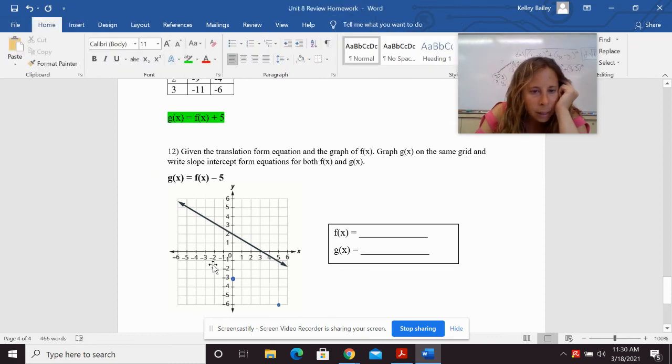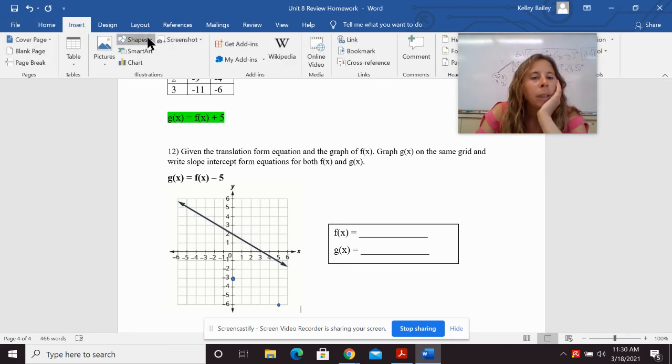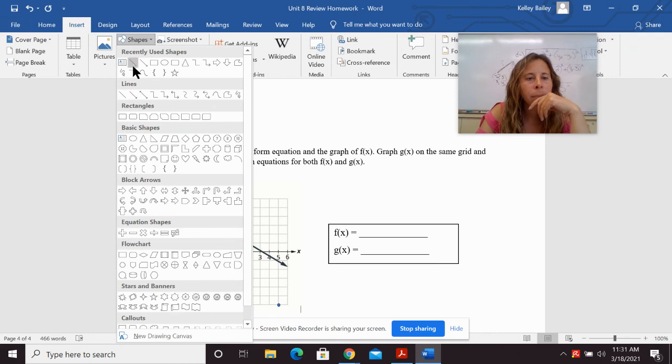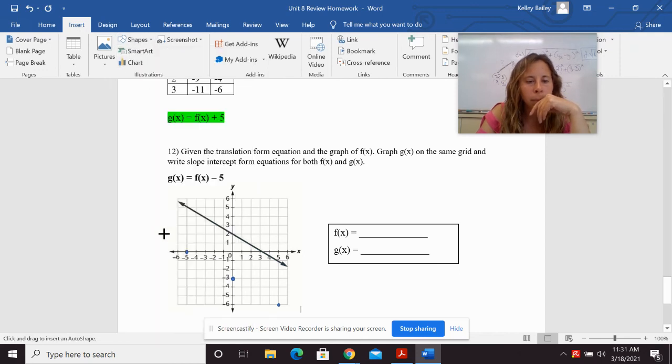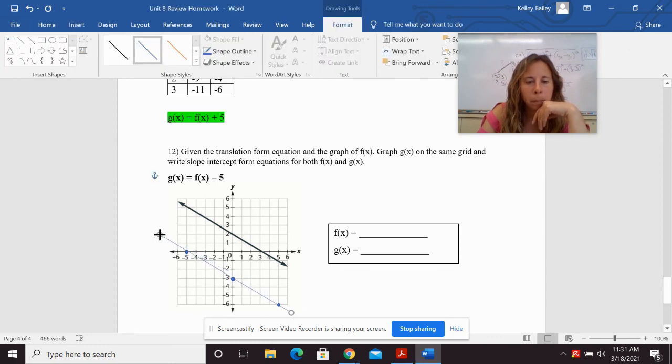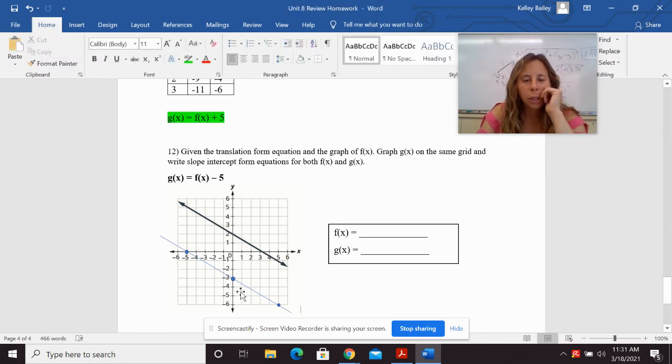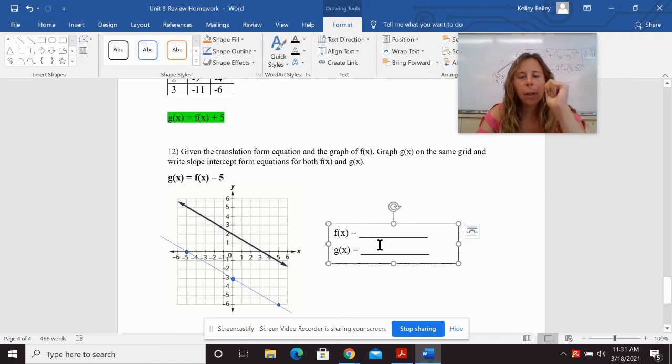Okay. And then it hits right here. So down 5. 1, 2, 3, 4, 5. Boom. Okay, and then you would connect those with a line. There, and there is your g of x line. Now we have to write the equations.